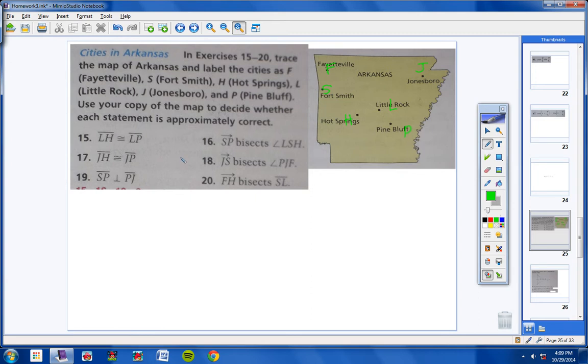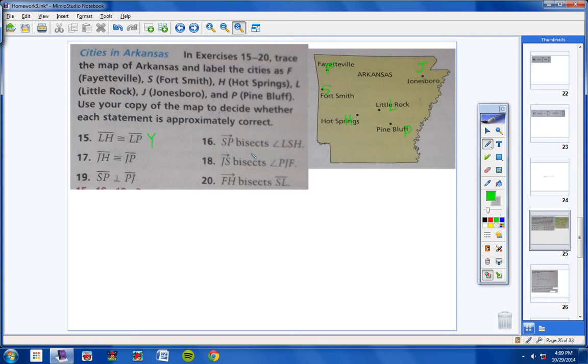So here we go. LH, from here to here, is congruent to LP. Is that approximately true? Yes, it is, definitely. So the answer would be yes.